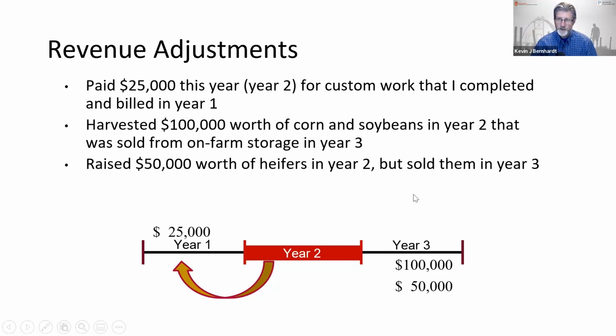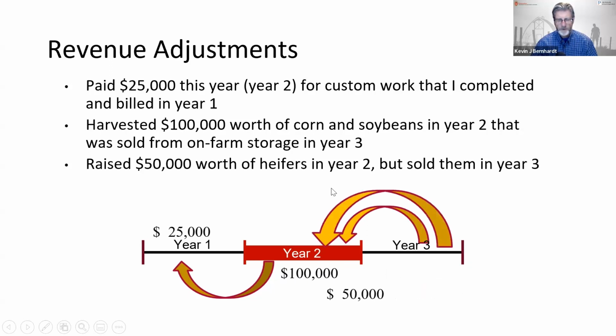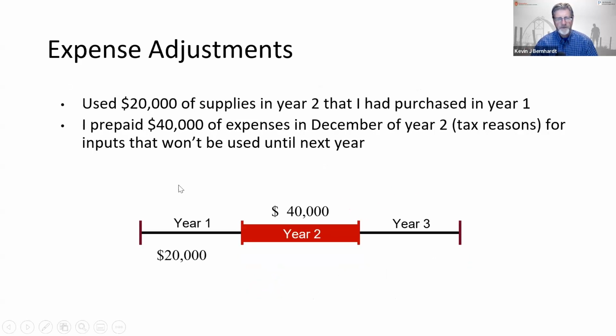So the work was done, the financial performance was done in year two for both that $100,000 worth of corn and soybeans and the $50,000 worth of heifers. So I need to adjust my cash income statement, move those dollars back to where they belong. In this case, that would be moving them back to year two in both cases. And now when I do my adding and subtracting, I have a true accrual income statement.